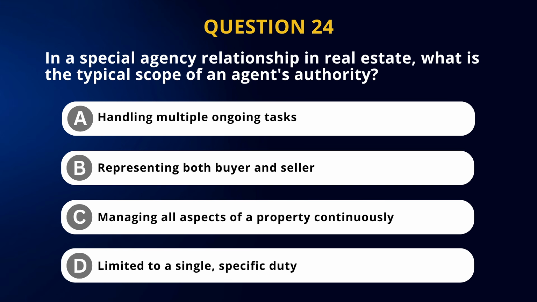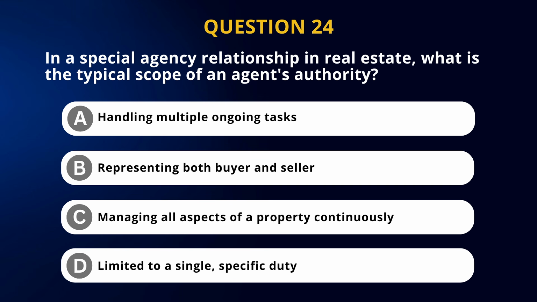Question number 24. In a special agency relationship in real estate, what is the typical scope of an agent's authority? Letter A, handling multiple ongoing tasks. Letter B, representing both buyer and seller. Letter C, managing all aspects of a property continuously. Letter D, limited to a single specific duty. In a special agency relationship in real estate, what is the typical scope of the agent's authority?